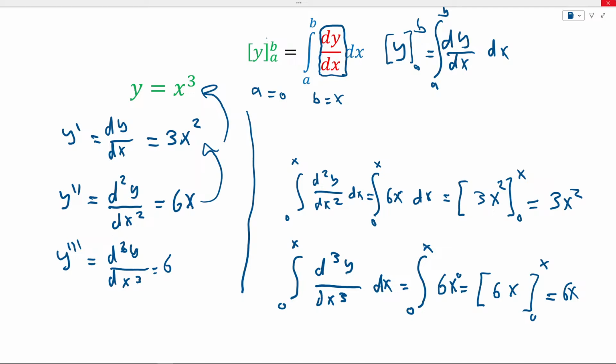Now, let me integrate the first derivative of the function, yeah? So now this is the last one.